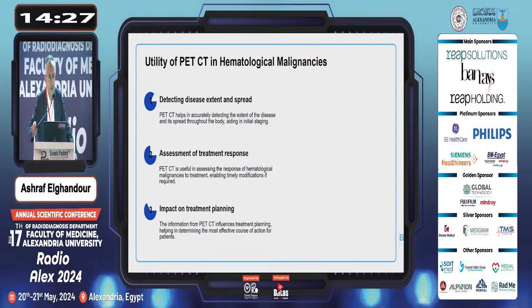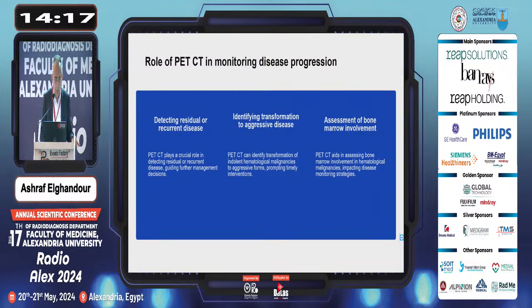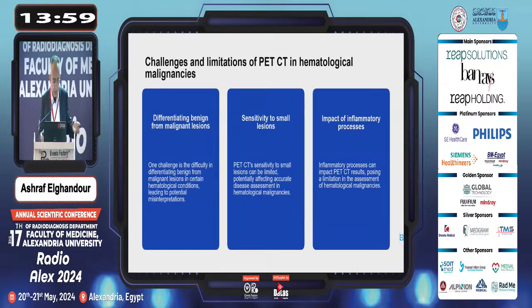So the utility of PET-CT in hematological malignancies, for me, is for detecting disease extent, spread, assessment of response, and impact on treatment planning. That's true. What about monitoring? You can monitor with PET-CT for detecting residual or recurrent disease, identifying transformation to aggressive disease, and assessment of bone marrow involvement. This is very important for me, especially in lymphomas or myelomas.